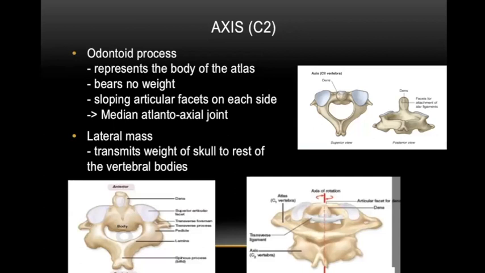All right, and then you have C2, you have the odontoid process of C2. C2 is also called axis and represents the body of the atlas. It bears no weight, so dens memang tak pegang apa-apa bebanan daripada skull, ya. So dens ni memang dia bears no weight and it slopes articular surface on each side. It forms the median atlantoaxial joint with the atlas as well. They also have lateral mass and transmit the weight of the skull. So the weight of the skull rests on the lateral mass here.